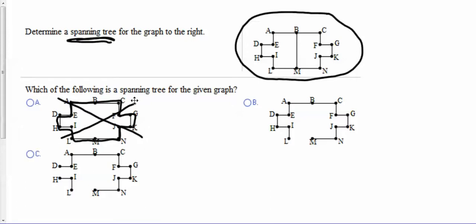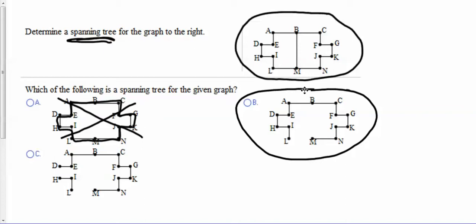circuits. Now B, if we look at B, it's connected because there is a path from any vertex to any other vertex. Now that doesn't mean there's an edge from every vertex directly to another vertex, but there's a path. And if you look at option B over here, there are no circuits. So it's a connected graph where there is a path from every vertex to every other vertex. Some of them are long paths, but there is a path, and there is no circuit. Now, thus that is a spanning tree.